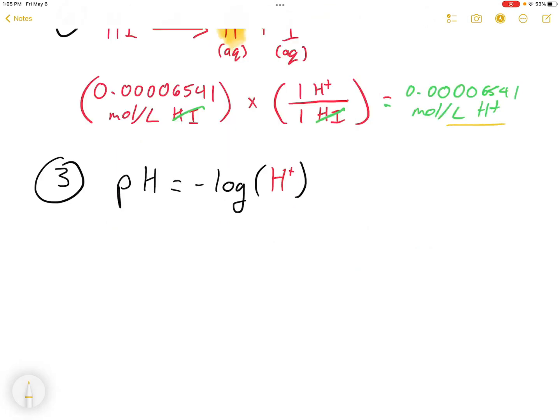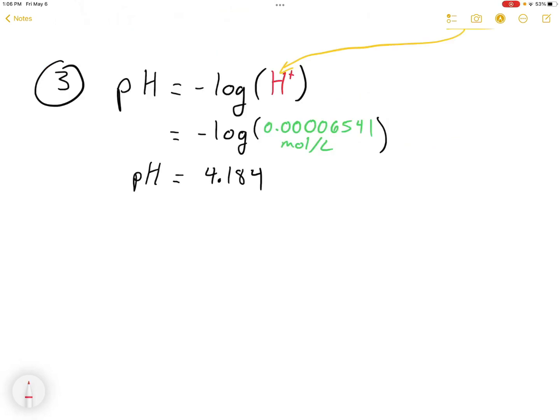We're now going to take this H+ hydronium concentration, insert it into the H+ section of the pH formula, and plug it in, and we should get the following pH. This gives us a pH value of about 4.184, and considering that this is an acidic solution, it should be below 7, so it looks like what we have here does make sense.